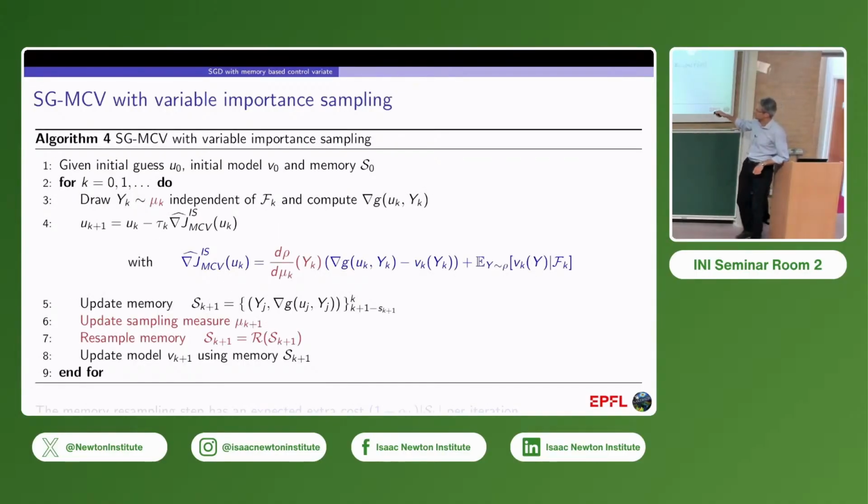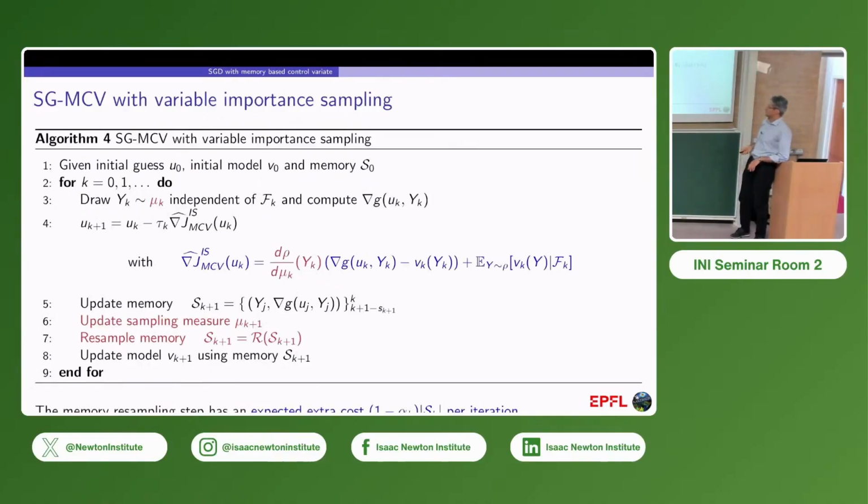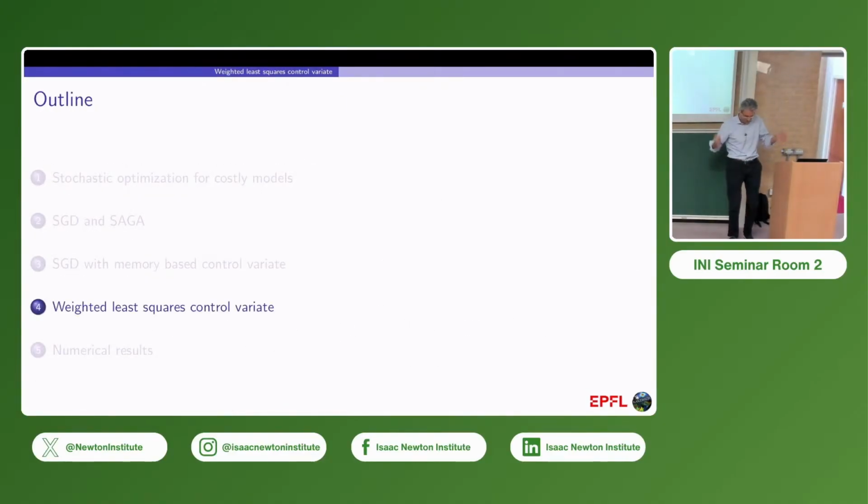Okay, so this would be the algorithm. At iteration k, we draw from UK, we apply the estimator, we update the memory with a new gradient information, then we update the sampling measure, and then we do this refresh or resampling of the past memory to keep consistency, and then we can build a new model that uses this new sampling measure. Of course, it adds an extra cost here, but the hope is that if alpha k is very close to 1, so if this sampling measure is not changing much from one iteration to the other, this extra cost is under control somehow. Okay, so that's a general idea.